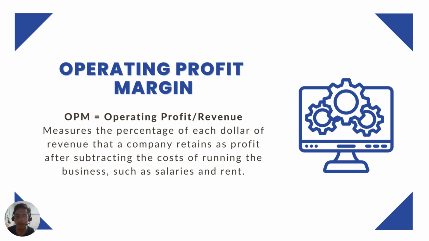So to interpret the OPM, a high OPM may indicate that the company is efficient at controlling its operating expenses and is able to generate a lot of profit from its revenue. But a low OPM may indicate that the company is struggling to control its operating expenses or is unable to generate a lot of profit from its revenue.